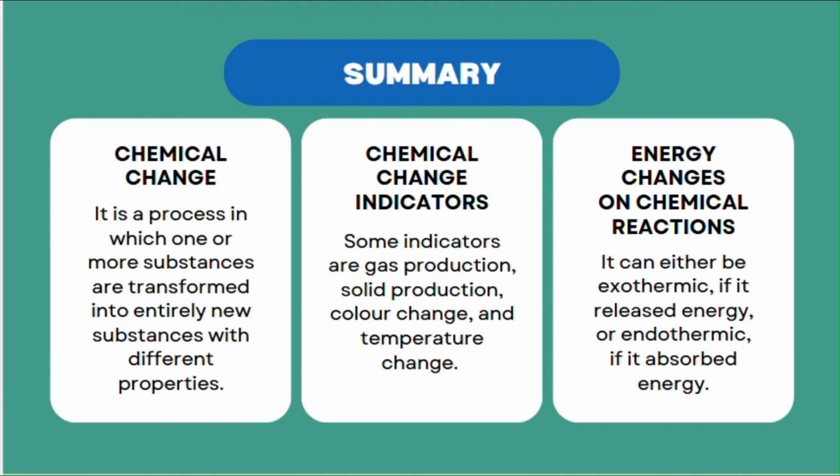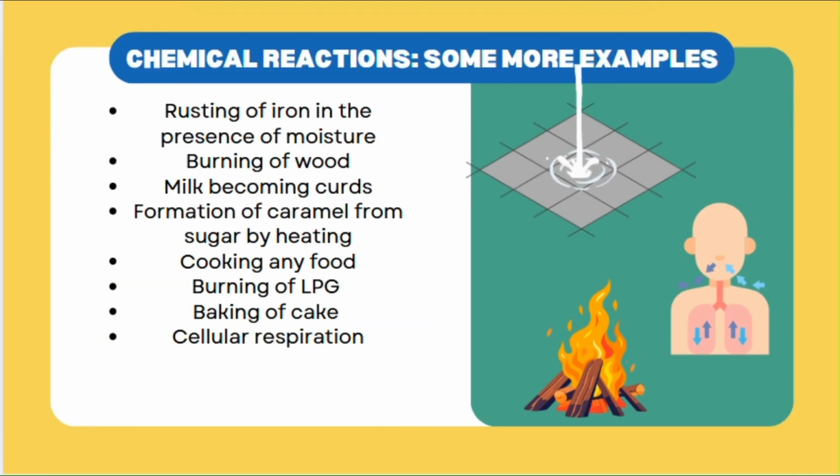Then we looked at the indicators. Some indicators are gas production, solid production, color change, and temperature change. Then we looked at the energy changes that occur during a chemical reaction. It can be either exothermic if it is releasing heat or endothermic if it is absorbing energy. These are some more examples that you can read through.